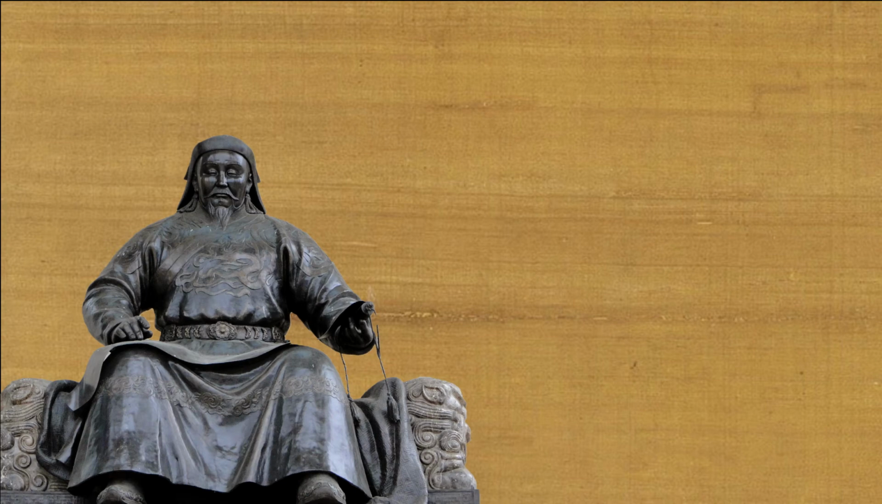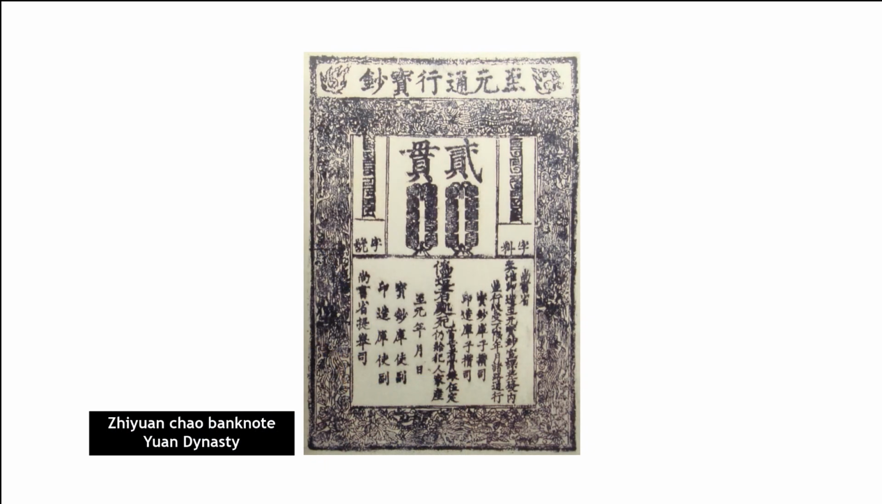To deal with this inflation, in 1287, Kublai's administration officially devalued the existing paper money by issuing a new paper currency. This new Zhiyuan Chao currency replaced the old currency at an exchange rate of 5 to 1, devaluating the old money by 80%. This action, replacing a depreciated paper currency with a new paper currency, would be repeated by many later governments to deal with their own serious bouts of inflation.